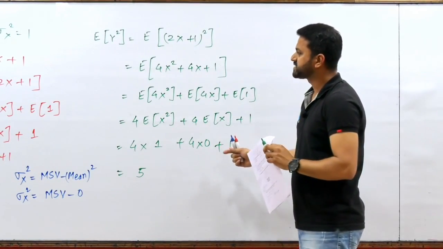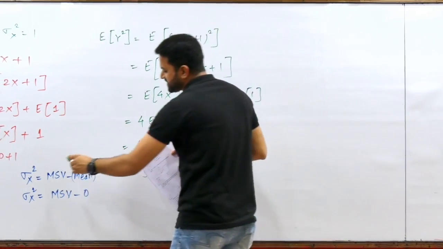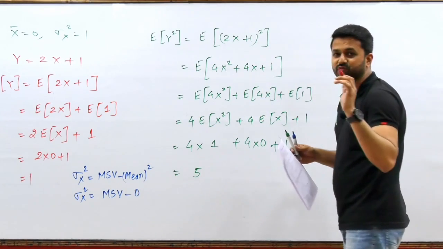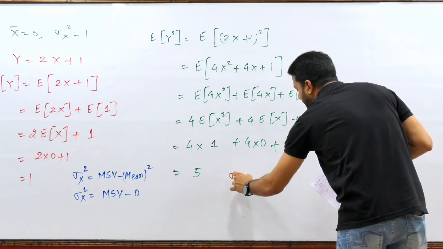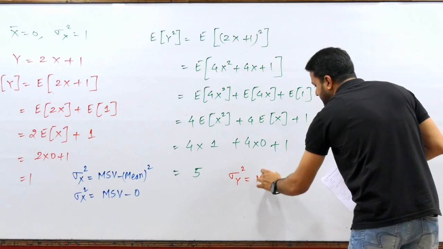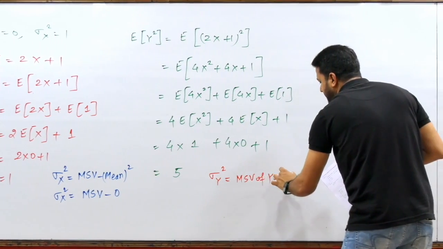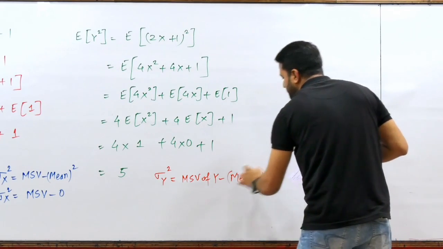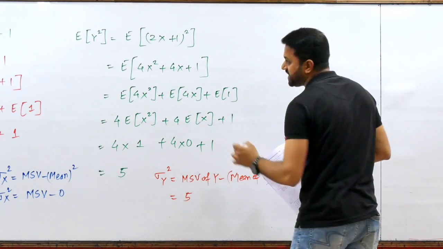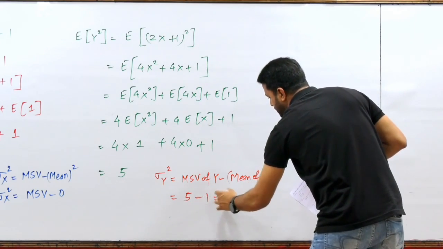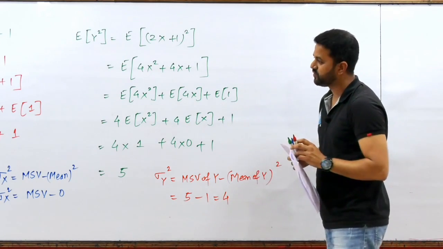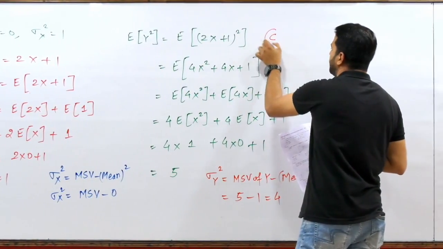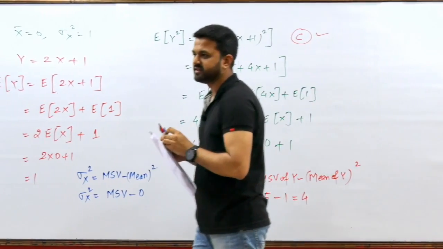Okay, so this is the mean square value, and from this formula, the variance is equal to mean square value minus mean whole square, we have to calculate the variance of y. So sigma y square is equal to mean square value of y minus mean of y whole square, and mean square value of y is 5 and the mean value is 1, so we will get 4. 5 minus 1 is 4. So we are having 1 and 4. So according to the options, the correct answer for this question is option C. Okay.